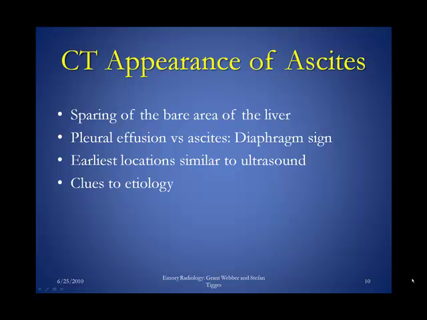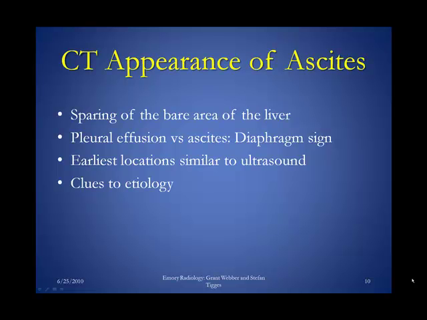Because you can run into a problem when you see fluid adjacent to the liver and adjacent to the diaphragm and trying to determine if this is in fact ascites or pleural effusion. One of the more sensitive ways to make this determination is the diaphragm sign. This essentially means that if the fluid is posterior to the diaphragm, it's ascites, whereas if the fluid is anterior to the diaphragm, it's more likely pleural effusion.